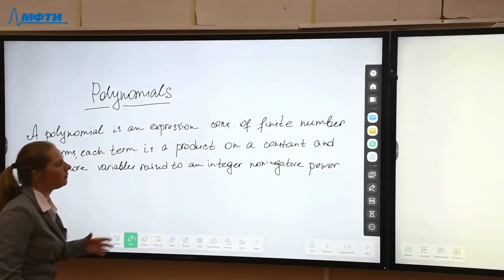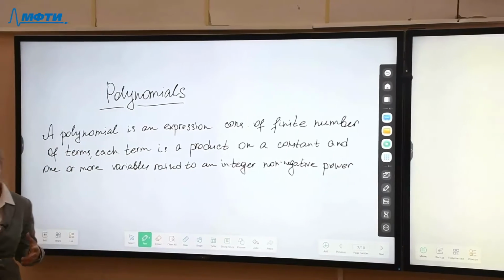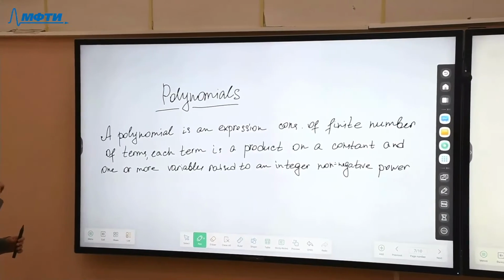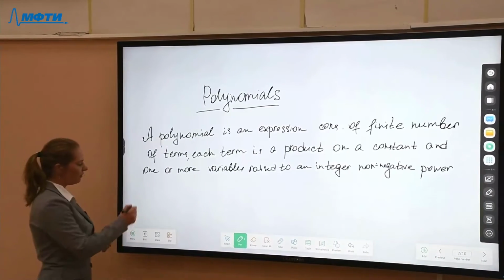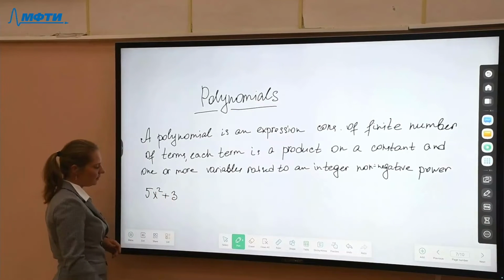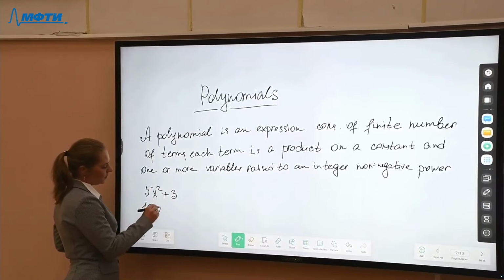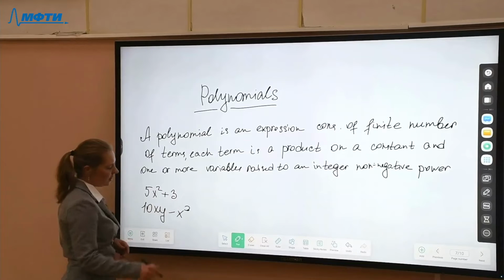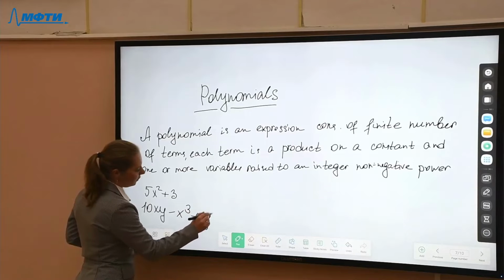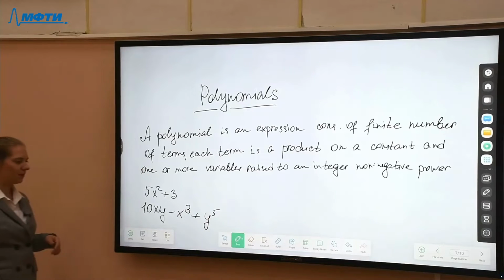Sometimes we talk about polynomials that depend on one variable. Sometimes we have more variables. Well, for example, 5x squared plus 3 is a polynomial. Then 10xy minus x cubed plus, I don't know, y to the power of 5 is also a polynomial, and so on.